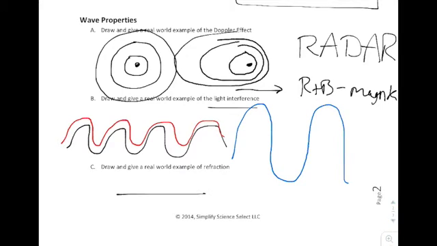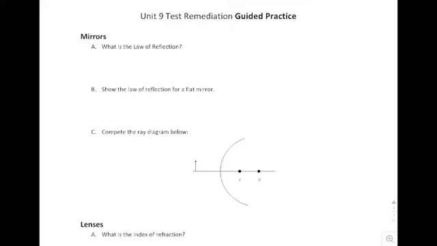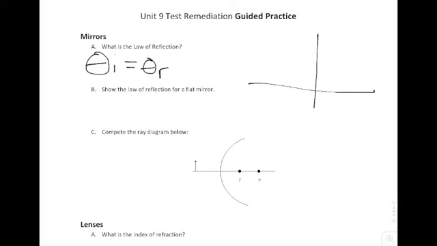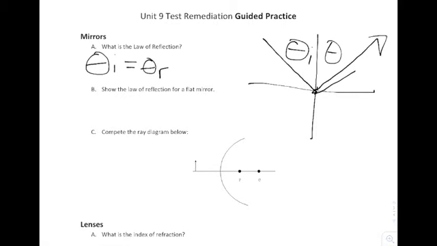Next, it says refraction. Refraction should look like something like this, where the light wave bends, and it's useful in glasses. For mirrors, you have the law of reflection. The law of reflection states that theta I is equal to theta R. In other words, the angle that a light ray hits a mirror at is the same as the angle that it reflects at. So, as a drawing of this, for a flat mirror, you can see that the angle that it comes in at and the angle that it leaves at have to be the same. In other words, theta I is equal to theta R.